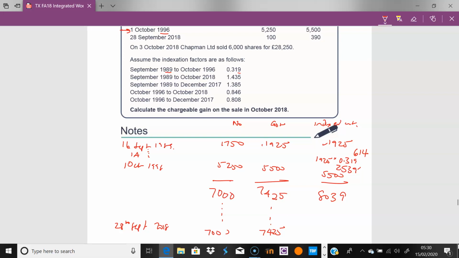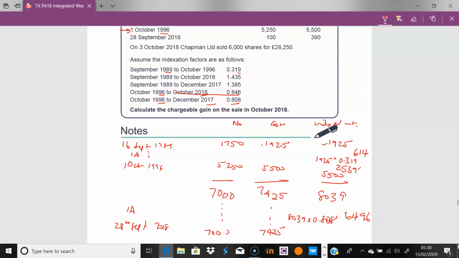So indexing these shares, the indexation from October 96. So I don't want this. Nothing in 2018 is happening. October 96 to December 2007 is 0.808. That's my stop date. So now I have the indexation: 8039 times 0.808, which is 6496. I'll just round that up.